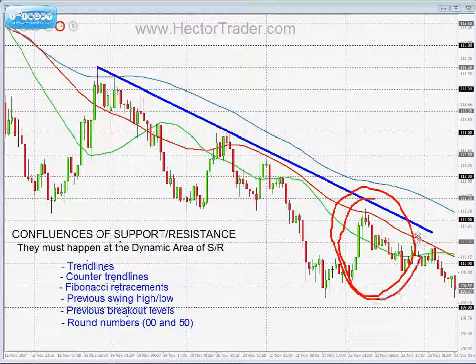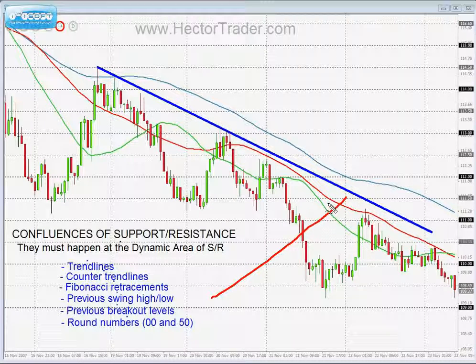I'm going to be looking into this swing. This is the swing I want you guys to pay attention to. So around that swing, do I have any element, any counter trend line going against the trend? I don't really have any. So no counter trend line here. Okay, do I have any Fibonacci retracement?